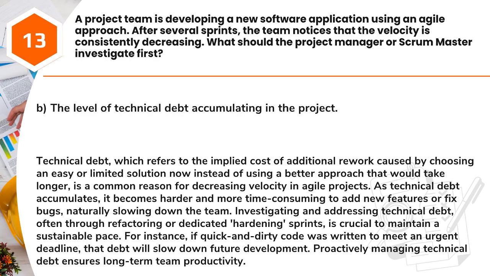Answer: B. The level of technical debt accumulating in the project. Technical debt, which refers to the implied cost of additional rework caused by choosing an easy or limited solution now instead of using a better approach that would take longer, is a common reason for decreasing velocity in agile projects. As technical debt accumulates, it becomes harder and more time-consuming to add new features or fix bugs, naturally slowing down the team.